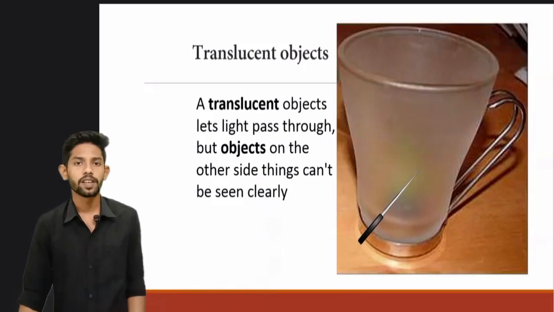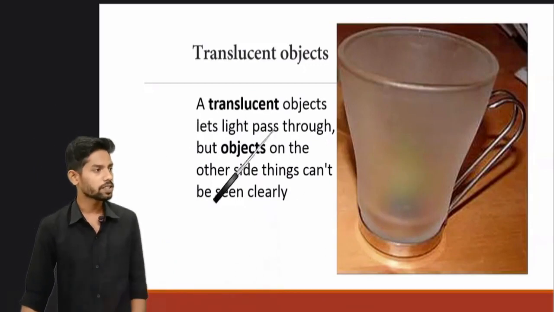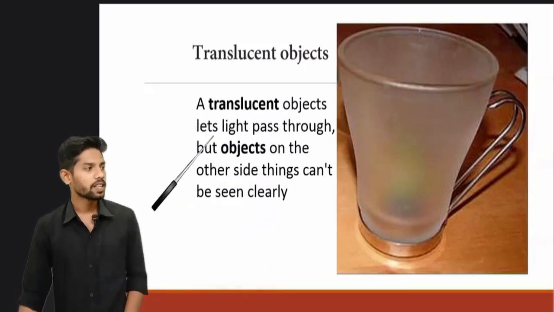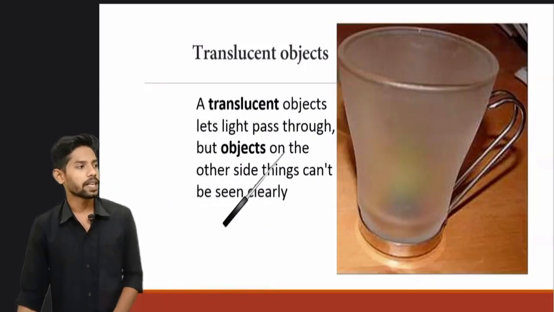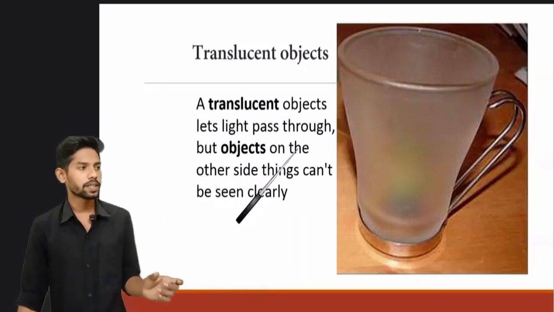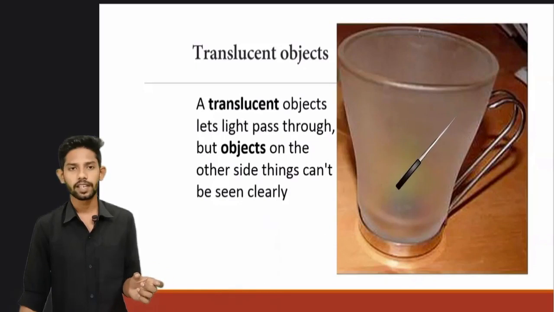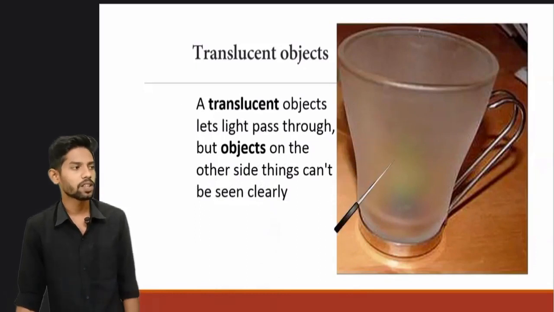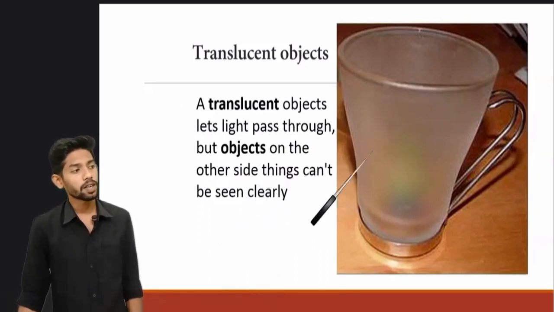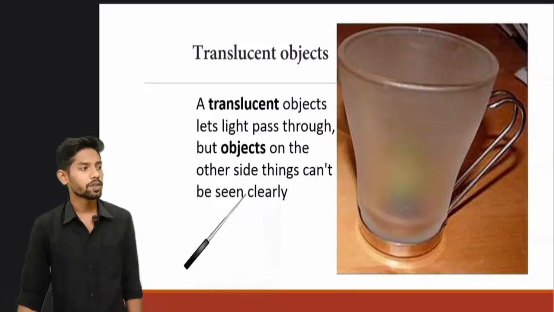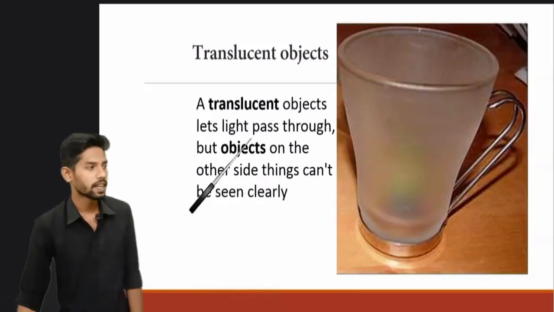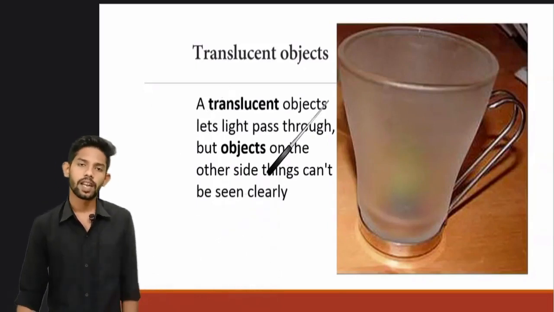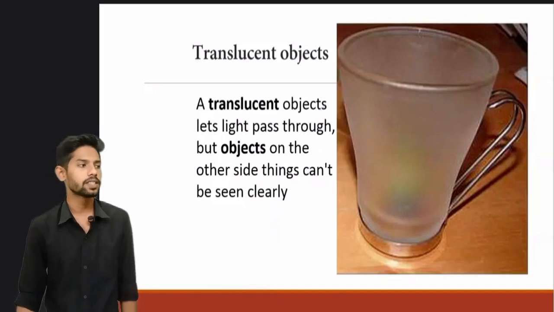So here translucent objects are those which light passes through. Object means here what is object? Light, glass. The objects on the other side, the light has gone already from the object on the other side but we are not able to see the things. So why? Because these are translucent objects. The light is passed but the object is seen partially.